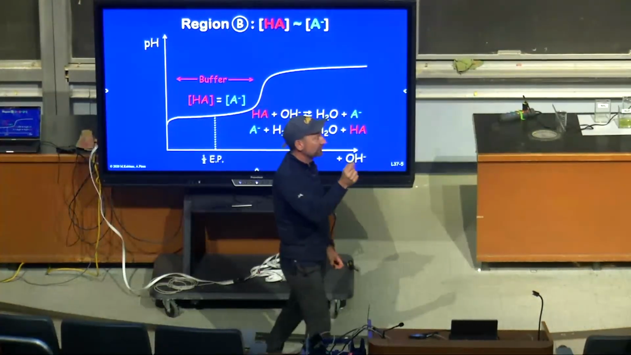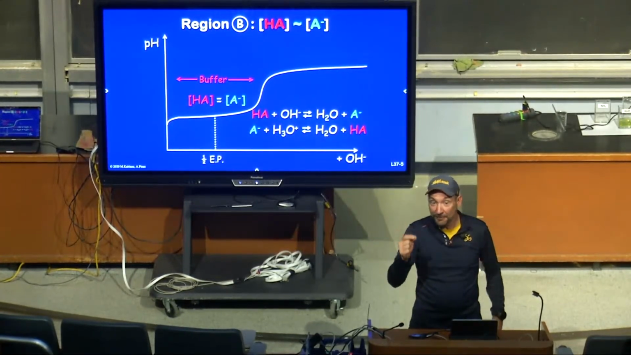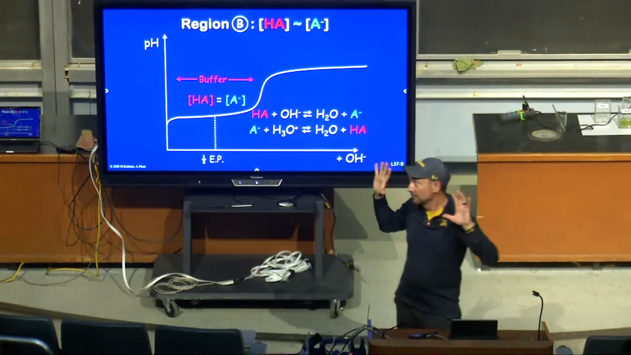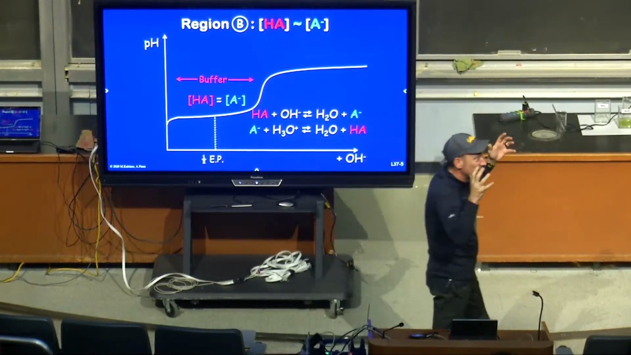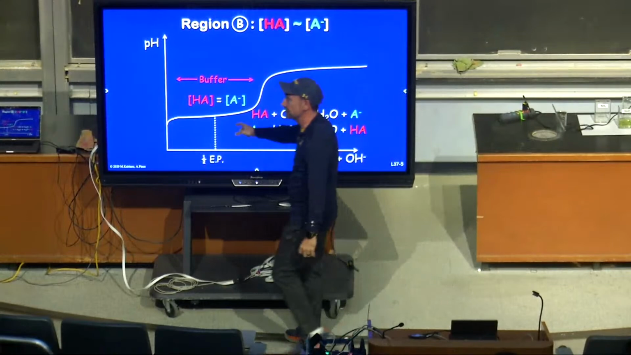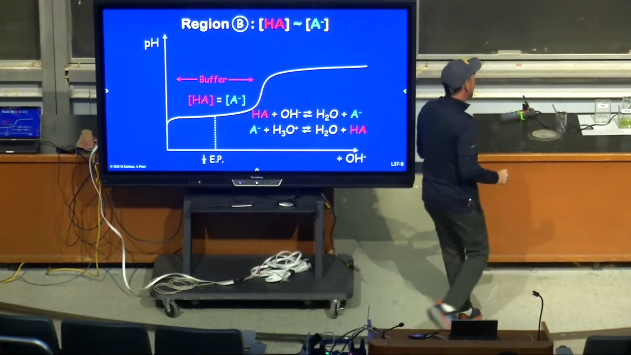So slow change in pH in that region. It buffers against changes in pH. Buffer means to slow things down, to insulate against change. Buffer means to resist change. Buffers resist change in pH. We can watch it dramatically happen here.